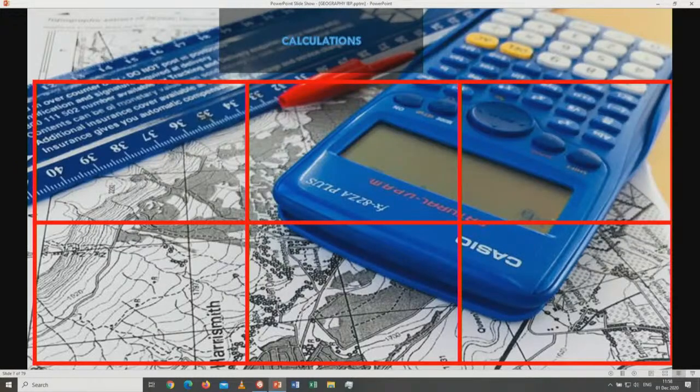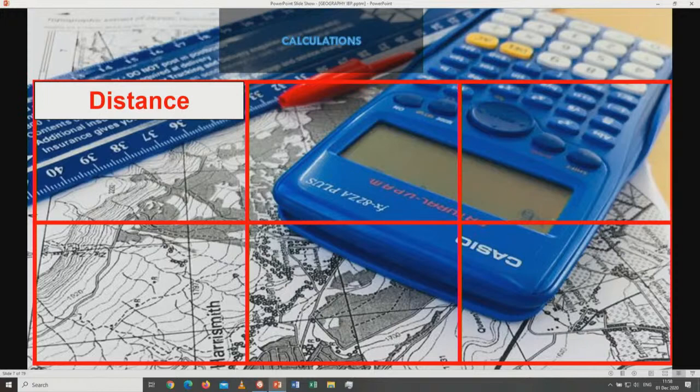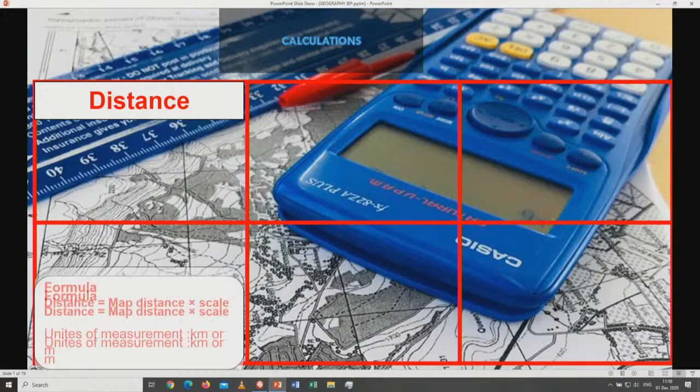Alright, I'm going to start with the calculations first. The first thing I'm going to present now is the calculations. In geography, we have six calculations that are mostly examined. The first calculation is distance, which is when you measure the distance from point A to point B.